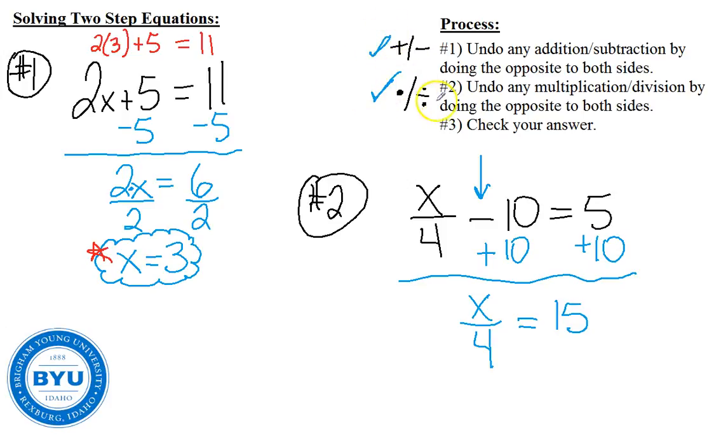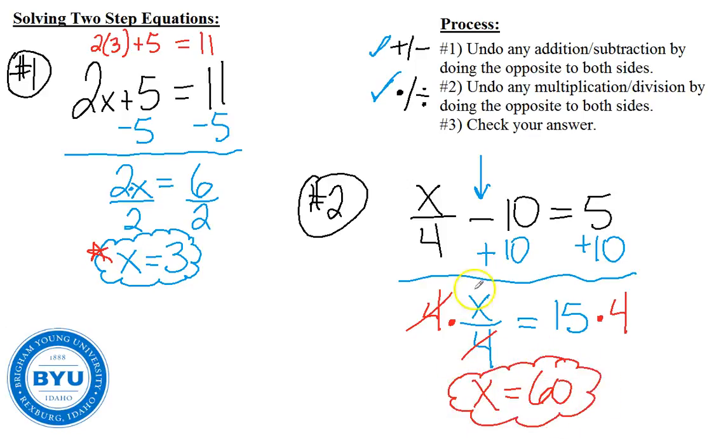Let's do process number 2 here. We need to undo any multiplication or division we have. We do have division. We have this divide by 4. So how do we undo divide by 4? Oh yeah, the opposite of divide by 4 is multiply by 4. And so we're going to multiply by 4 to both sides. Here the 4's cancel out, just leaving us with x equals 15 times 4, which is 60. You should always check this answer. If you plug 60 and do 60 divided by 4, you'd get 15 minus 10, which is 5. And so it does check out.